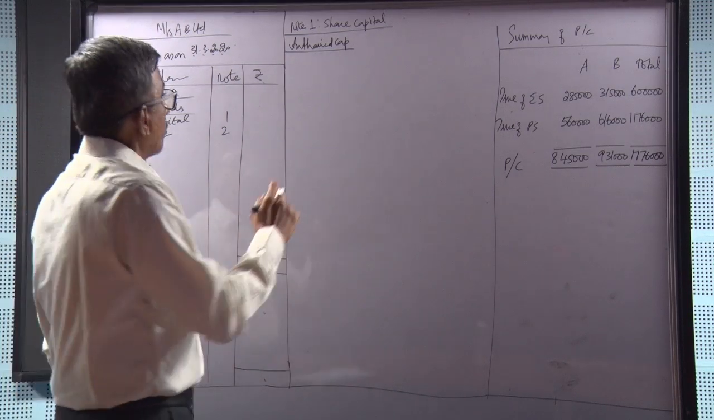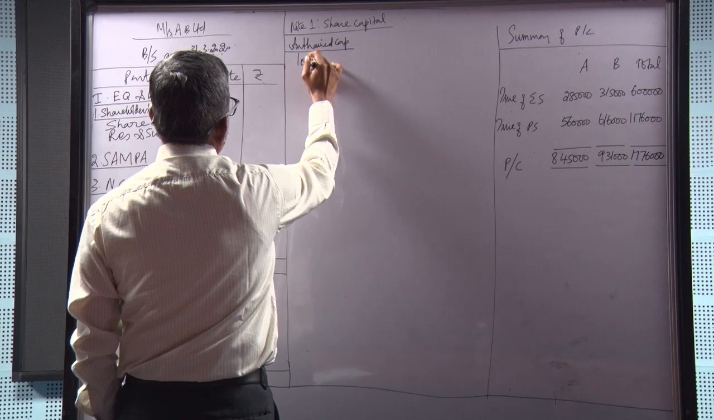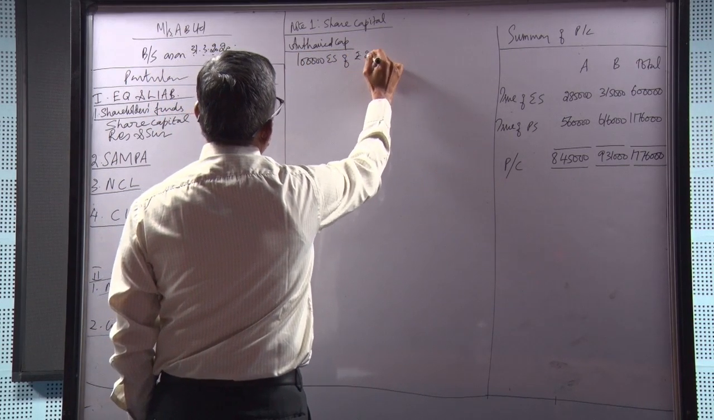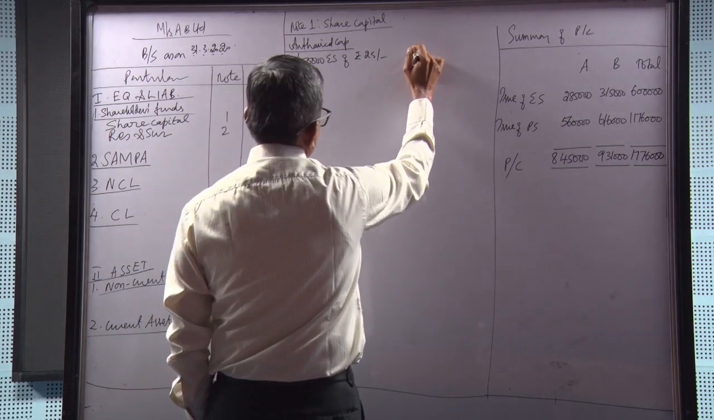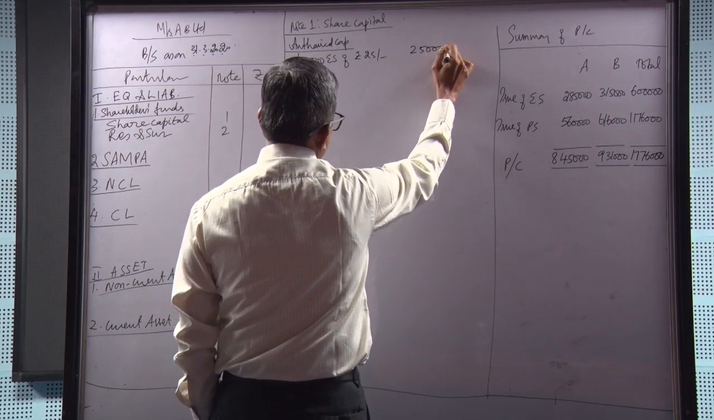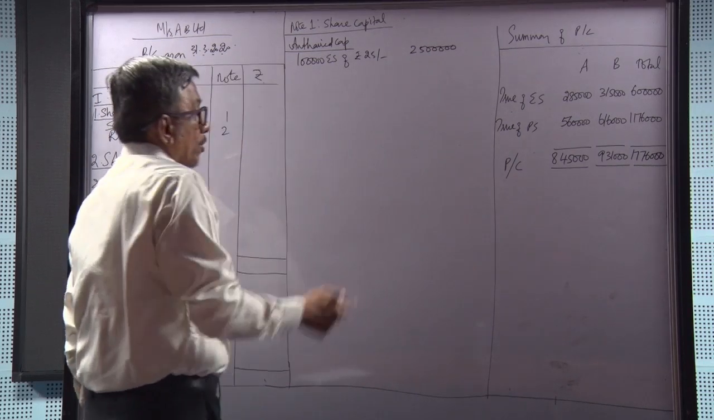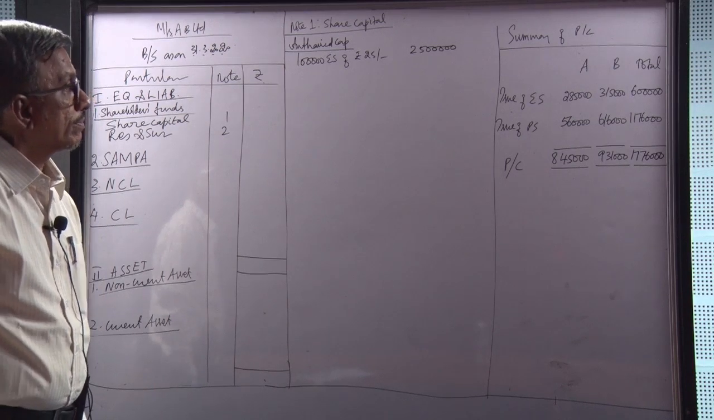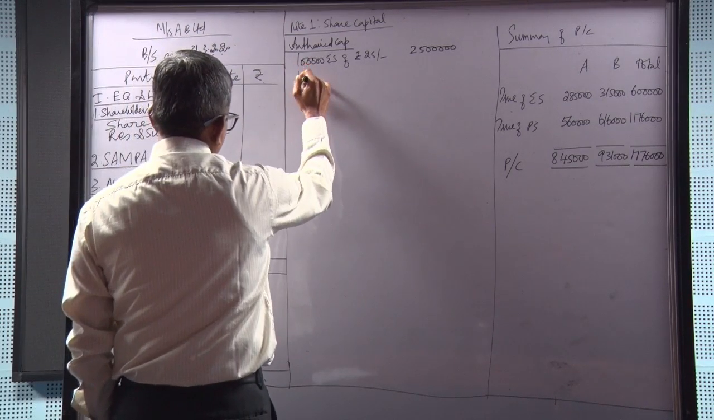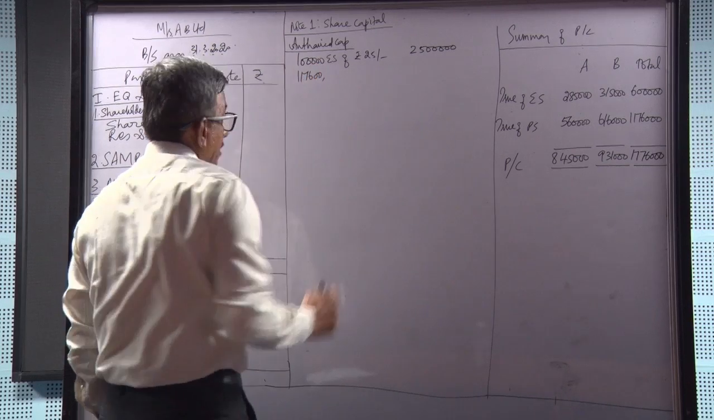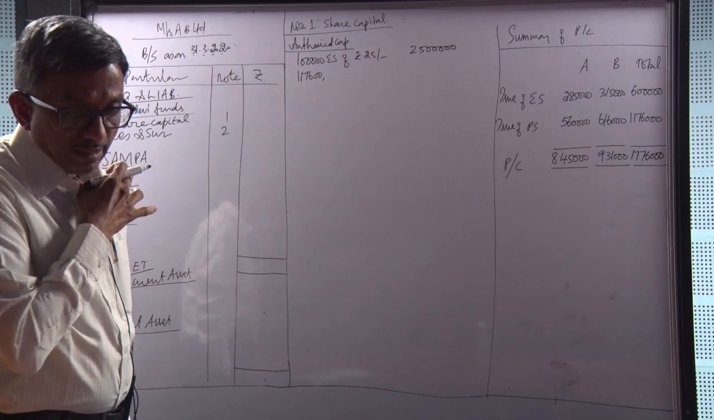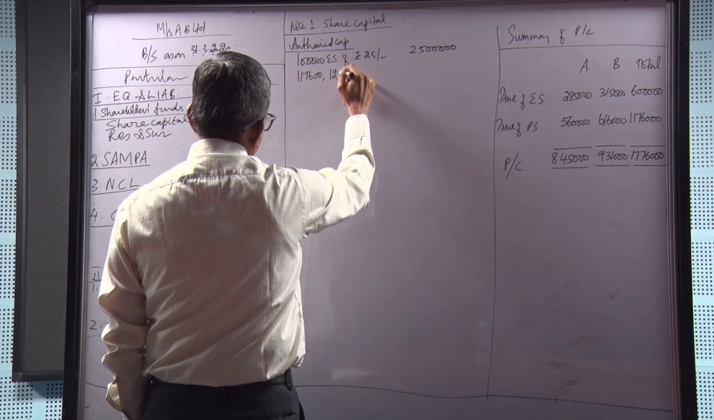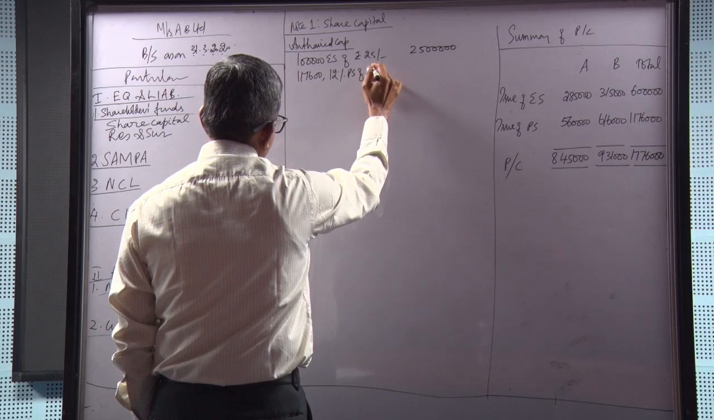So remember, authorized capital: 1 lakh equity shares of rupees 25 each, that is 25 lakhs. You are also issuing some preference shares. How much? 1,17,600, 12% preference shares of 10 each. That also should form part of the authorized capital.